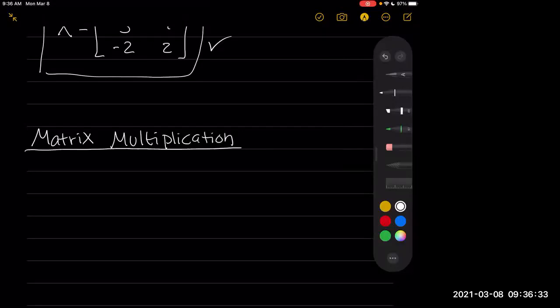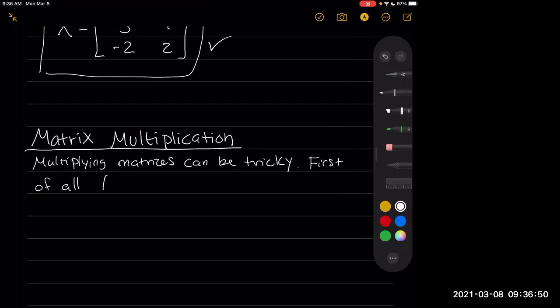So, multiplying matrices can be kind of tricky. So, first of all, AB, this is usually how we write multiplication of matrices. We just write them next to each other. Or sometimes A dot B, but very rarely.